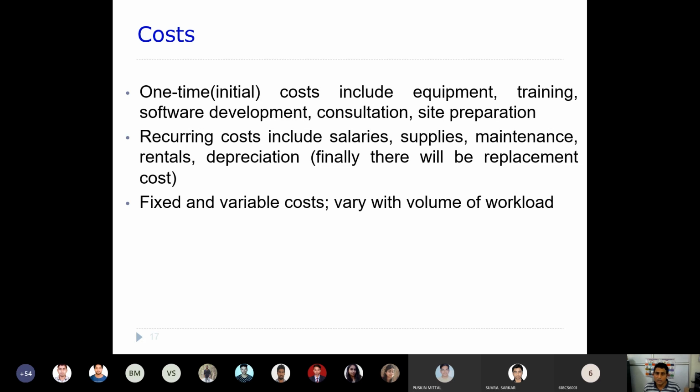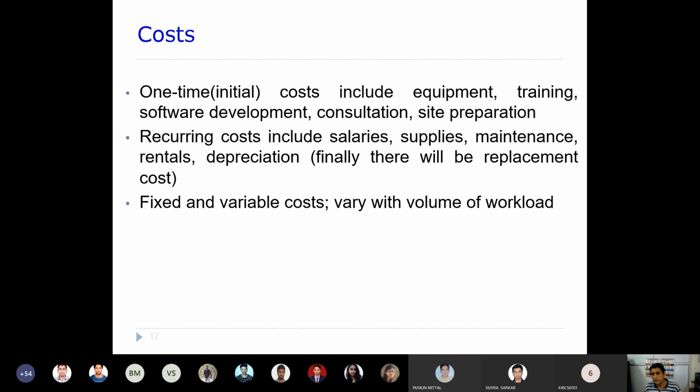And there is a recurring cost. Usually it's salary given to the employees who are part of this software development, and because of the maintenance, there is always a recurring cost. And there are rentals, and there is depreciation also over time, because many things get depreciated. So there is a cost involved, right? And there are fixed and variable costs that vary with the volume of work.